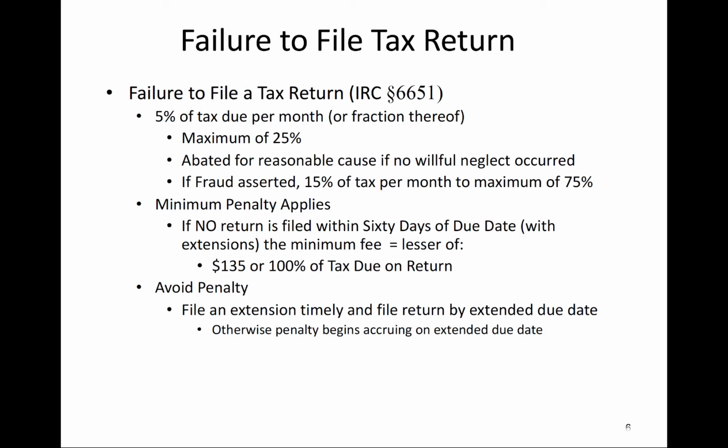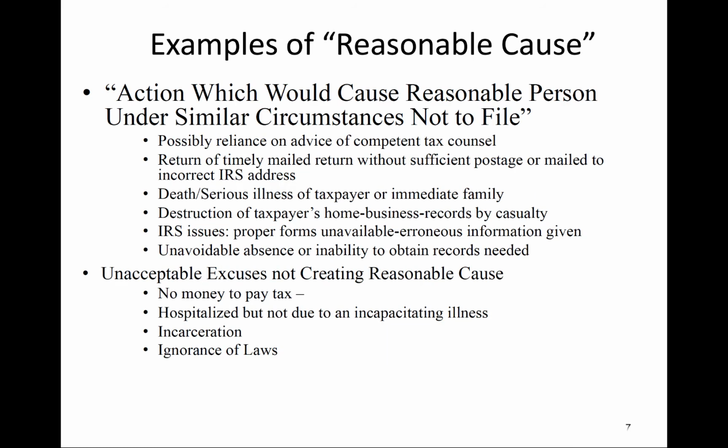At the time of this video, it's 5% of the amount of tax due per month for a maximum of 25%. There are minimum penalties that apply as well. Again, you need to look at this specifically on your own. There's reasonable cause, an action which would cause a reasonable person under similar circumstances not to file. So there are certain reasonable causes that might excuse this penalty from occurring.